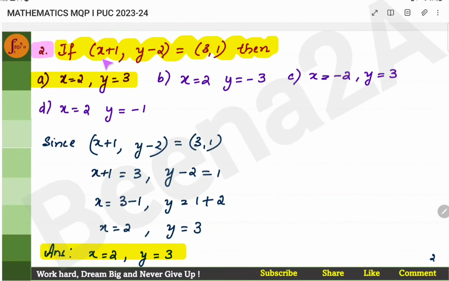Second one: if x plus 1 and y minus 2 is equal to (3, 1), then what is the value of x and y? You have to equate x plus 1 equal to 3 and y minus 2 equal to 1. So this will give you x is equal to 3 minus 1, which is 2, and y is equal to 1 plus 2, which is 3. So (2, 3) is the right answer, option A.